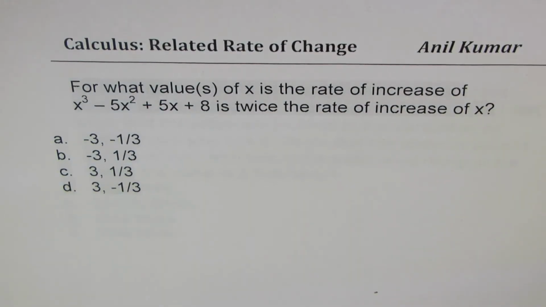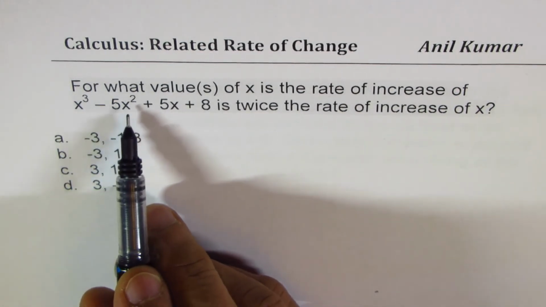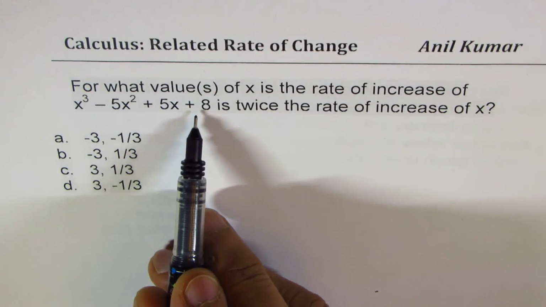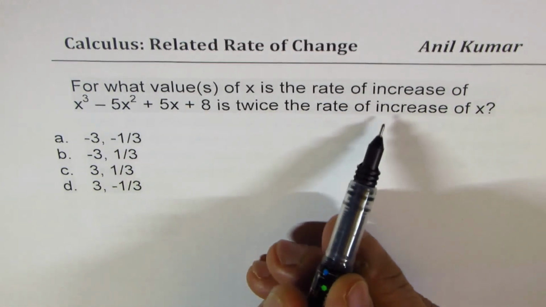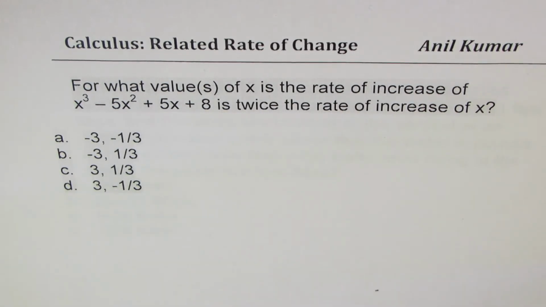For what values of x is the rate of increase of x cubed minus 5x squared plus 5x plus 8 twice the rate of increase of x? There are 4 choices given to you. You can pause and answer the question.